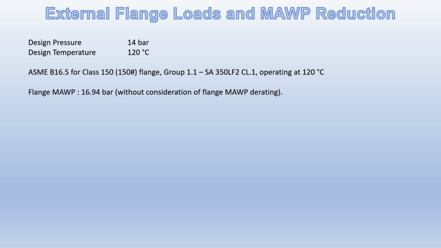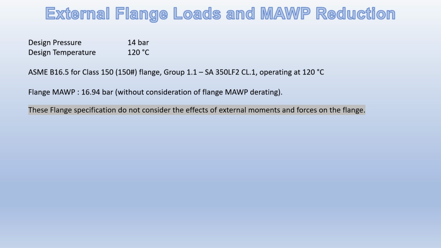The design pressure of the current pressure vessel is 14 bar. Design temperature is 120 degrees Celsius. In summary, according to B16.5, for a 150 pound flange, group 1.1, material SA350 LF2 Class 1 at an operating temperature of 120 degrees Celsius, our flange MAWP is 16.94 bar. This 16.94 bar is at the condition where MAWP derating has not yet been considered. It is just the flange MAWP of this material at temperature.